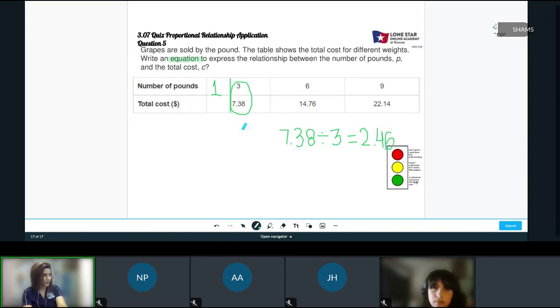$2.46, Surya, you are right. 2.46. The variables they have given us in this question are cost is C and pounds is P. Remember, an equation always starts with the output, so you start with C equals 2.46P.